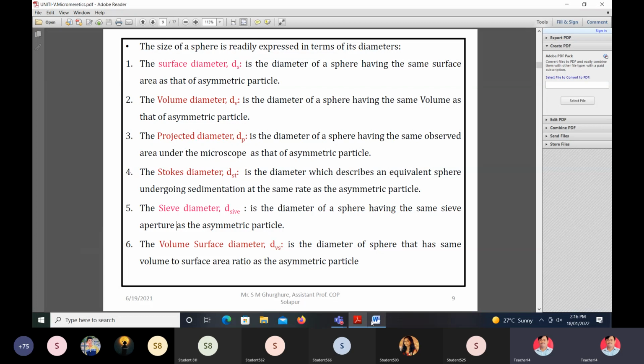Yes, students, now tell me, if the particle is spherical, then which type of diameter are we going to measure?